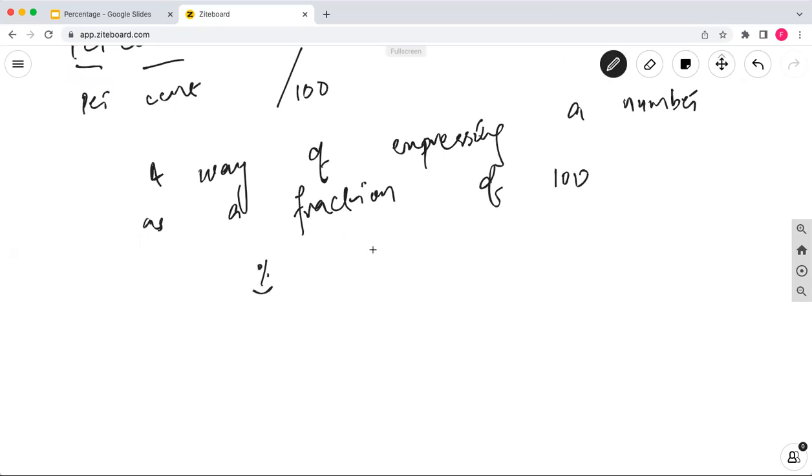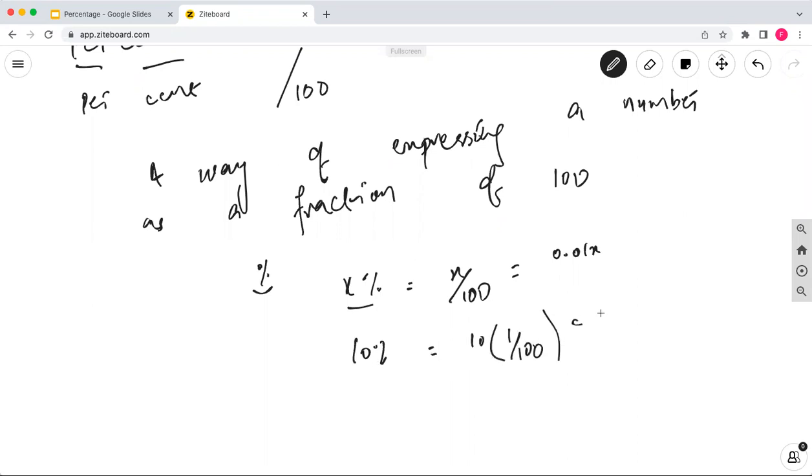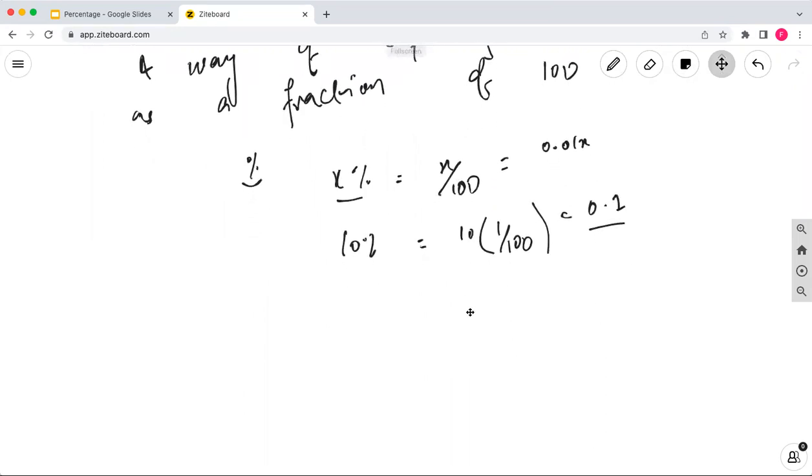So if I say X percent, what exactly do I mean by this? This means I am dividing X by 100, right? If I write this in decimal form, this will be 0.01x. Okay, so if I say 10%, what does this mean? 10 will convert into 10 by 100. So this will be 0.1. Okay, so this is just a basic idea of what a percent is.